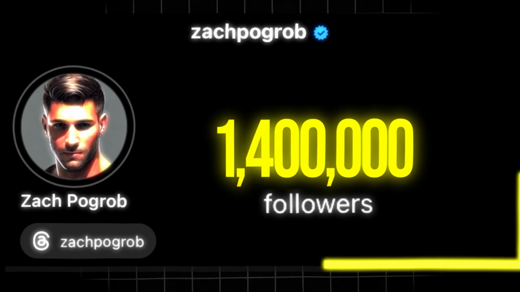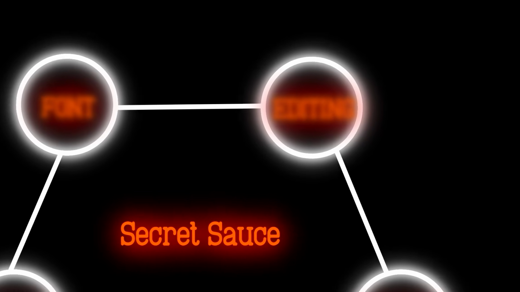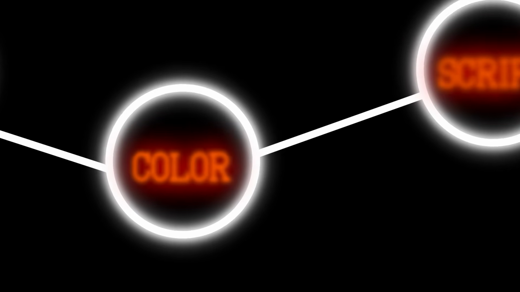Now, Zach has generated 1.4 million followers with hundreds of videos, and if we would want to make videos like him, we would need to follow these 5 steps, with the first being color management.